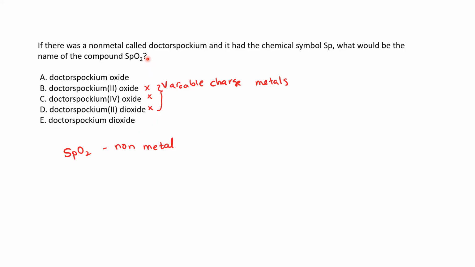So when you name a covalent compound, you always have to use your prefixes. So in this one, it doesn't have the prefix for oxide. So this is not your answer. And that means E. Your answer to this question is Dr. Spokium dioxide. So this is the end of this session, and please let me know if you have more questions. Thank you.